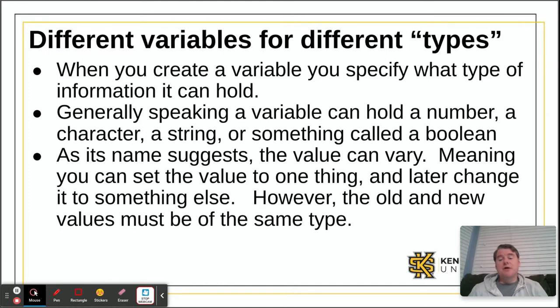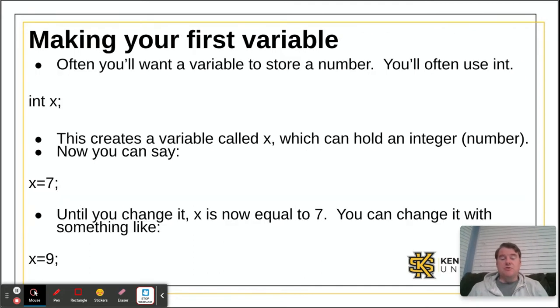So for example, number of classes I'm teaching will be declared as a type number because I'm holding a number in there, and I wouldn't be able to say number of classes I'm teaching is equal to Enda because that doesn't make any sense. So once you specify that a variable is of a particular type, it has to always be of that type. And again, the types are going to be numbers or characters or strings or Booleans, which we'll see each of those one at a time.